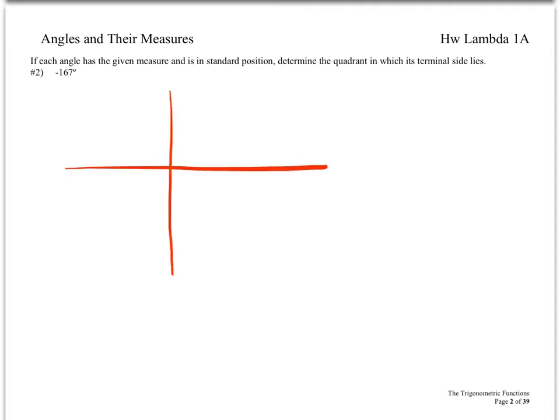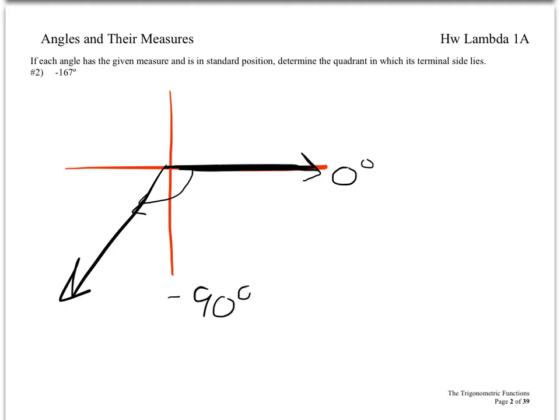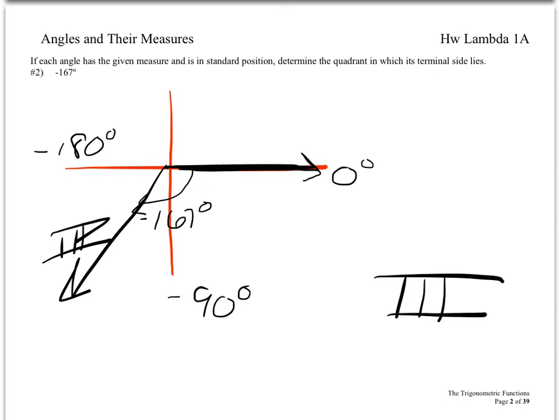Supposed to figure out what quadrant the terminal side lies. If the angle is in standard position, then the initial side is on the positive x-axis, like so. If we go negative 167, that's clockwise. So if we start here at 0, this would be negative 90. This would be negative 180, which makes this angle here negative 167. That's in quadrant 3. So this answer is quadrant 3.